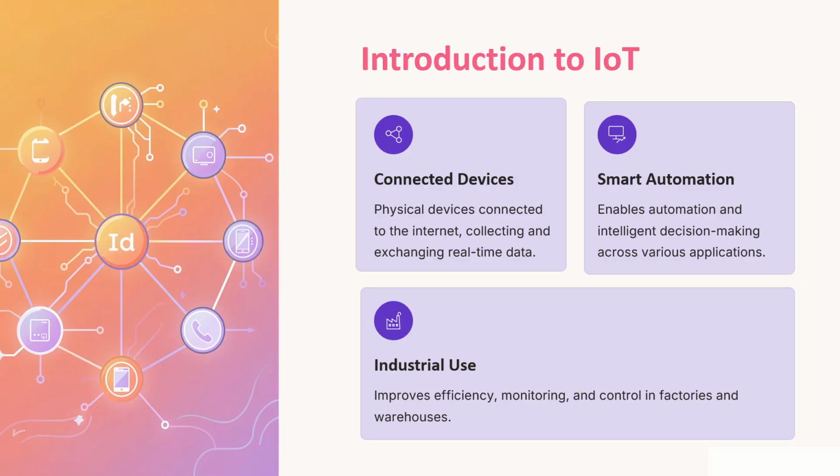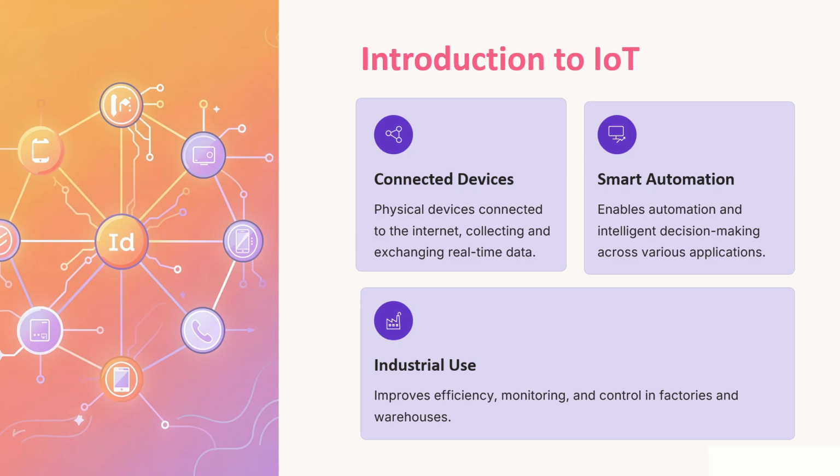So, introduction to IoT. IoT or Internet of Things refers to a network of physical devices that are connected to the internet and can communicate with each other. So, these devices include sensors, microcontrollers, and communication modules that collect real time data from the environment. For example, the sensors can measure temperature, humidity, motion, or light and send the data to the central system.